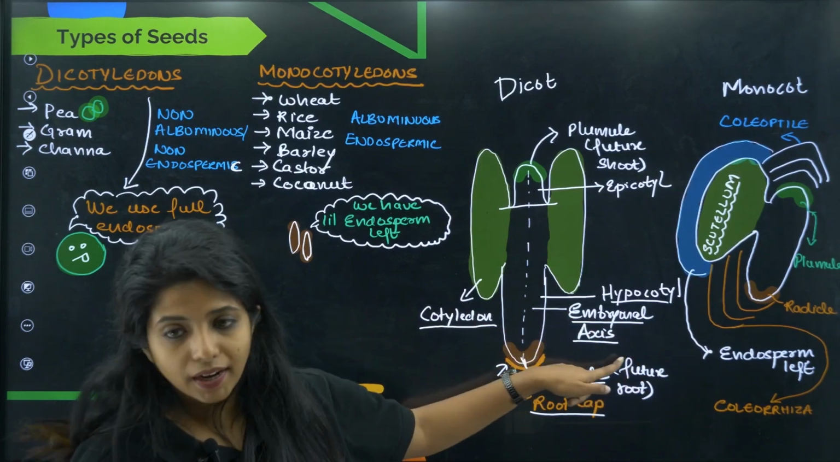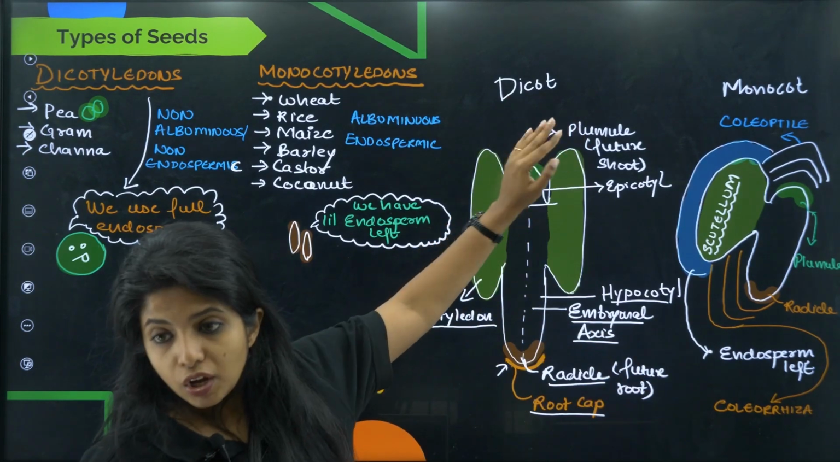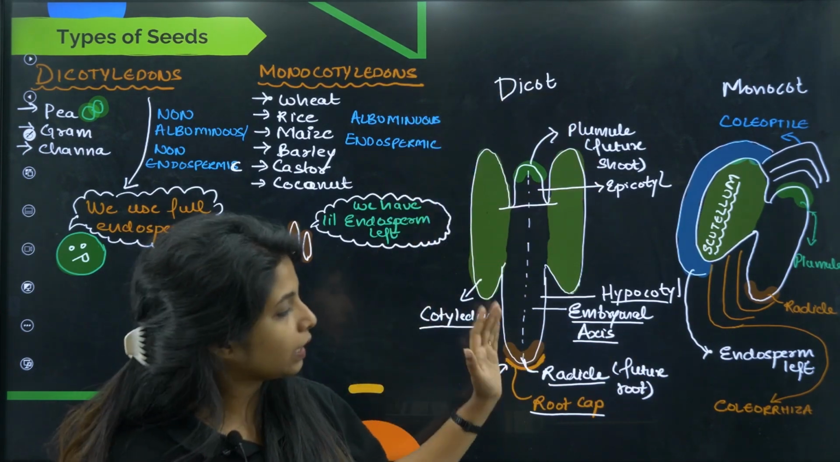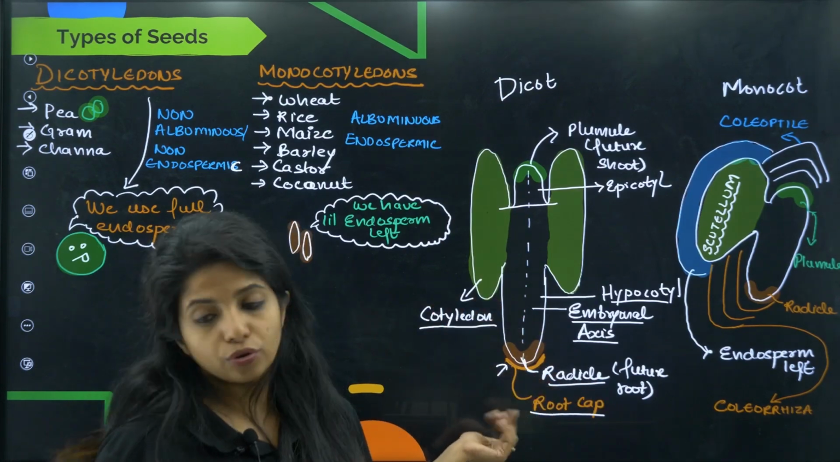Towards the lower end you have radicle, towards the upper end you have plumule. Plumule forms the future shoot, radicle forms the future root. Covering the root, you have the root cap.